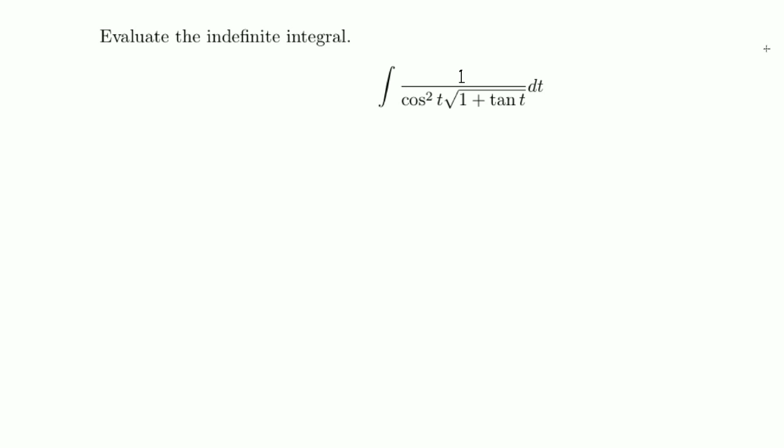Alright, now question 38 is a bit tougher than the other ones. For question 38, look at it. Cosine squared is not really a composite function, but this one is.